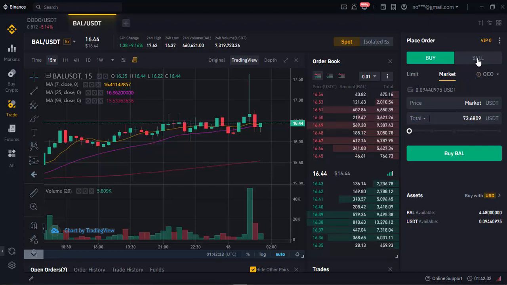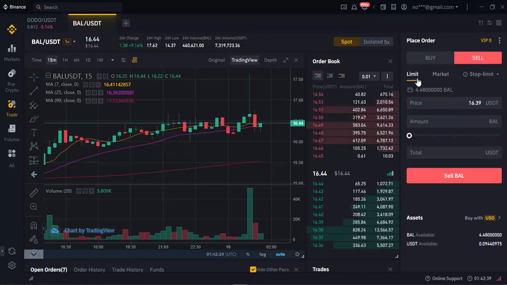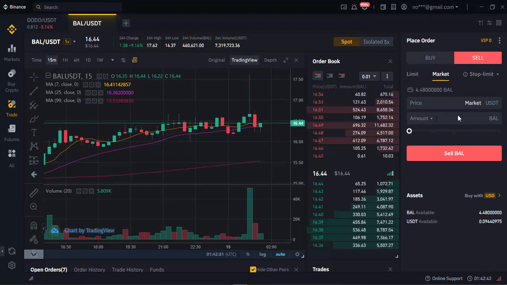So let us sell this so we can explain limit. We are going to use market order as well. So we are going to sell 100% of bar and get our USDT back, so we can use limit to buy. So we click on sell bar and our USDT is going to come back here. As you can see, it has executed very quickly again and we have our USDT back.